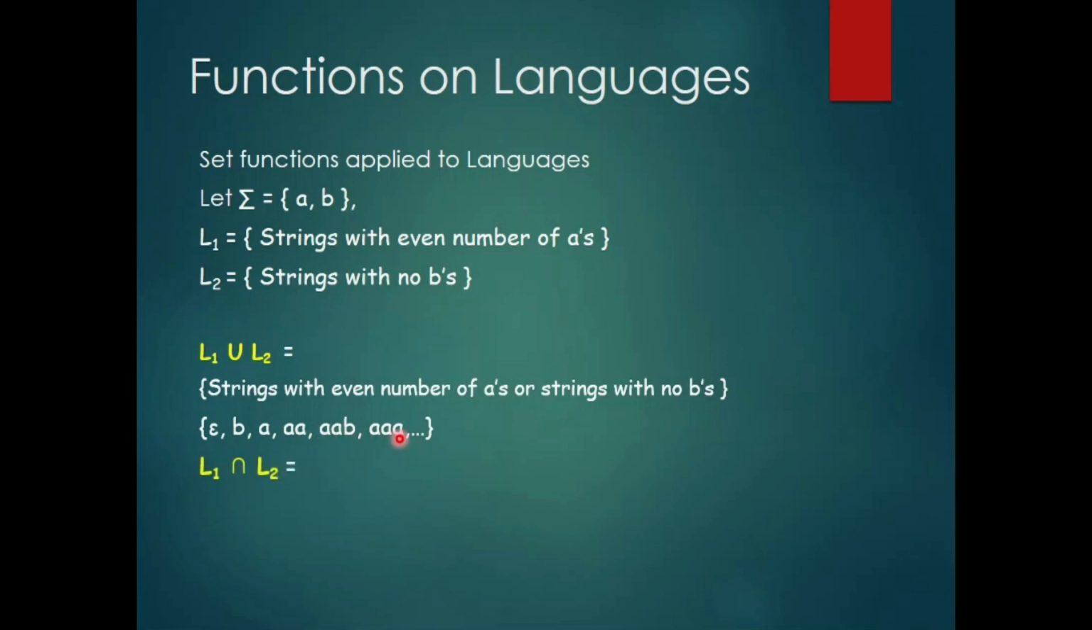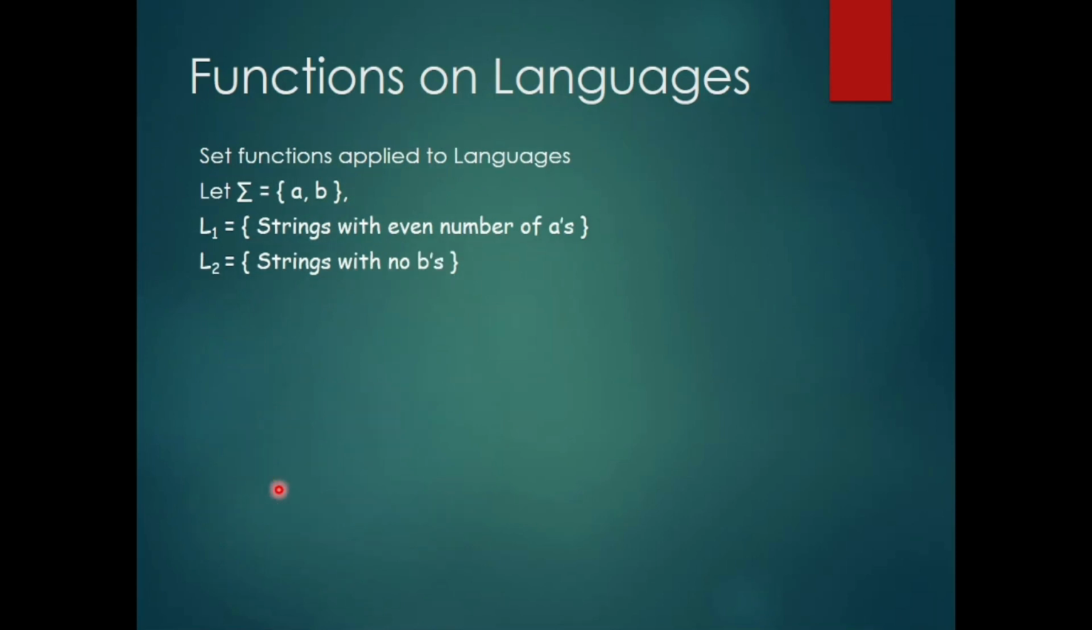L1 intersection L2. So what can be the answer for this? L1 says strings with an even number of A's, L2 says strings with no B's. So I have to take the common part from both these languages. The first one says there should be an even number of A's, and L2 says there should be no B's. So I can have a string that has only an even number of A's with no B's, right? So this is the answer for the intersection of L1 and L2.